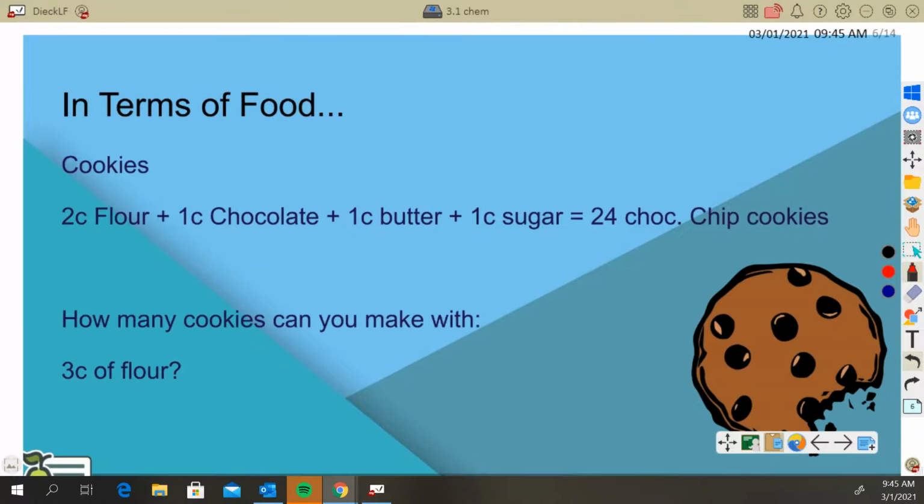Let's look at this in terms of food, because we all love food and we all know how to think in terms of food. So cookies take 2 cups of flour, 1 cup of chocolate, 1 cup of butter, 1 cup of sugar, and that gives you 24 chocolate chip cookies. How many cookies could you make with 3 cups of flour? So in your head, looking at that equation, how many cookies could you make with 3 cups of flour?